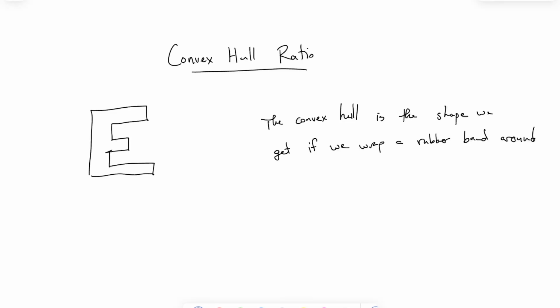So in this example, my E, it looks like the thing on the top is a little bit shorter than the one on the bottom. But if I were to wrap a rubber band around this shape, it would sort of stretch straight across right there, and then this entire area would be the convex hull.